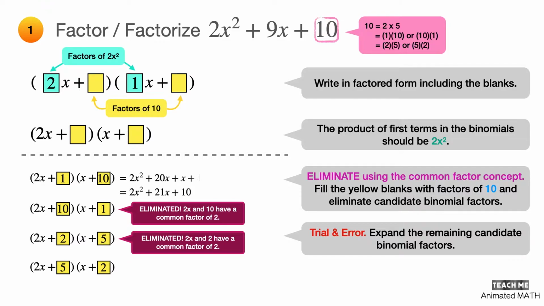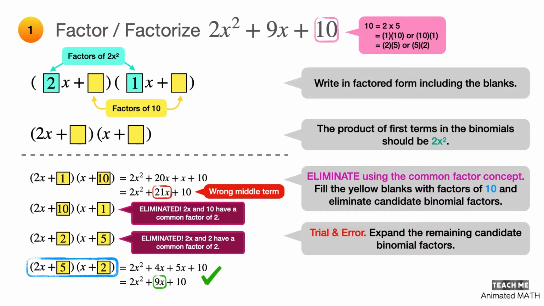Multiply the first candidate factors. The resulting middle term is 21x. This is an incorrect candidate. Multiply the fourth candidate factors. The resulting middle term is 9x, which is what we are looking for. The final answer is 2x plus 5 times x plus 2.